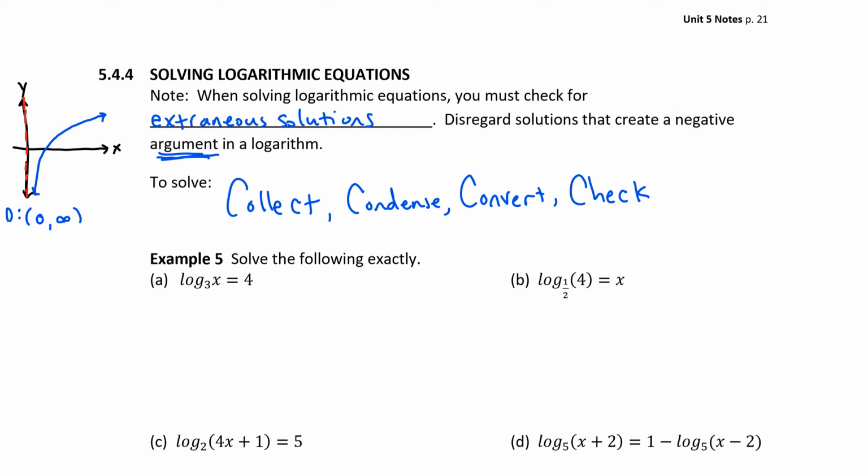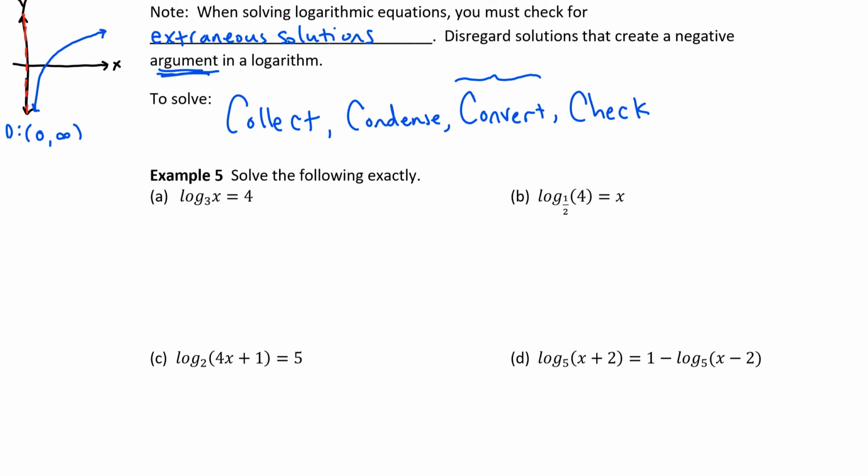By collect, I mean get all of your logarithms together on one side. Condense, we're going to use our newly learned logarithmic properties to condense the logarithms into a single logarithm. Then we're going to convert to exponential form, and that's actually where we're applying the principle of inverses, getting out of log form into the inverse exponential form, and that'll allow us to solve the equation. And then, of course, we check.